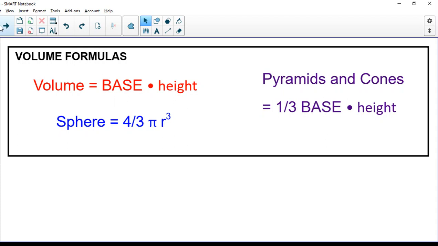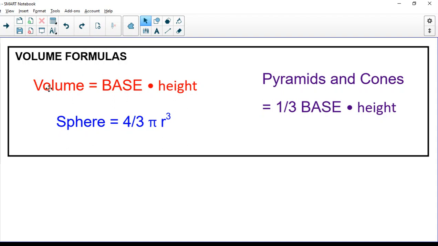For all of these, we're going to need our volume formulas. Really, there's just three here. For pyramids and cones, these are both the same. I just do 1/3 of the base times the height. Here I used base with a capital B because this means the base of that pyramid or the base of the cone. So I'm going to have to calculate the area of the base, whatever that shape is, and then multiply it times 1/3 of the height.